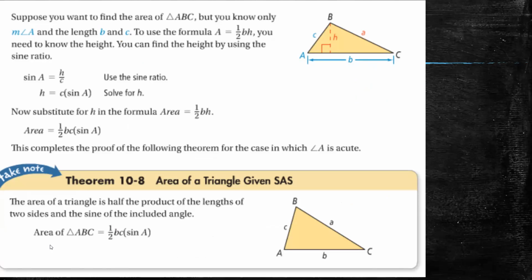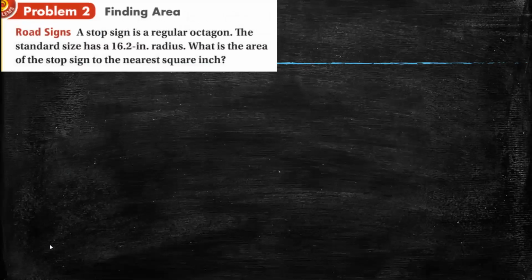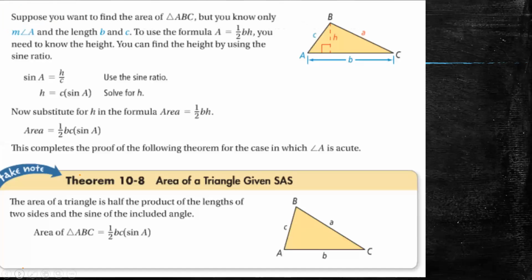So the area of the triangle ABC is half b c sine A. This is a way. Another way, you can say half a b, and sine which angle? What is the included angle between a and b? It's C, thank you.